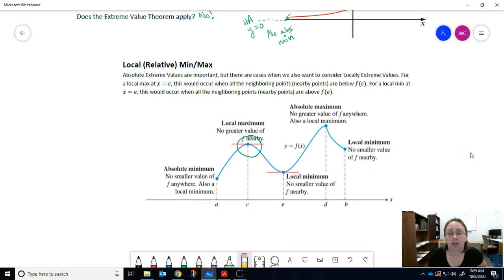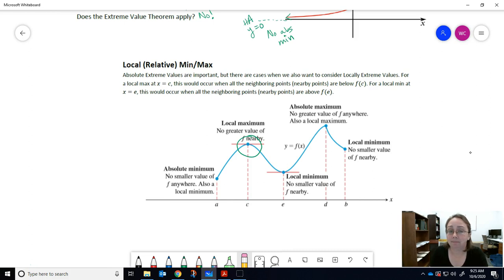Is there anybody bigger or smaller, or is that the maximum for that area, or is that the minimum for that area? All right, so a local max at x equals c would occur when all the neighboring points, the nearby points, are below your function value. So at c here, you can see we have our point, and all the neighboring points, just in a small region around, are all lower than that. So that is a local max. It's not the absolute max, like I said, because this guy over here exists, which is higher.